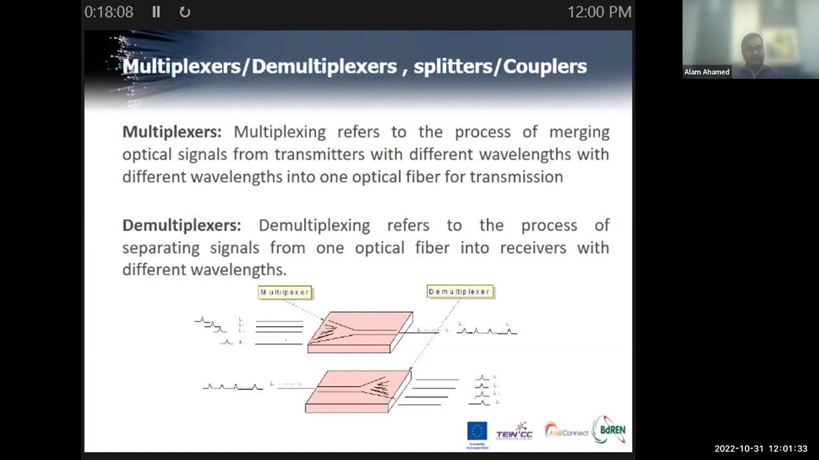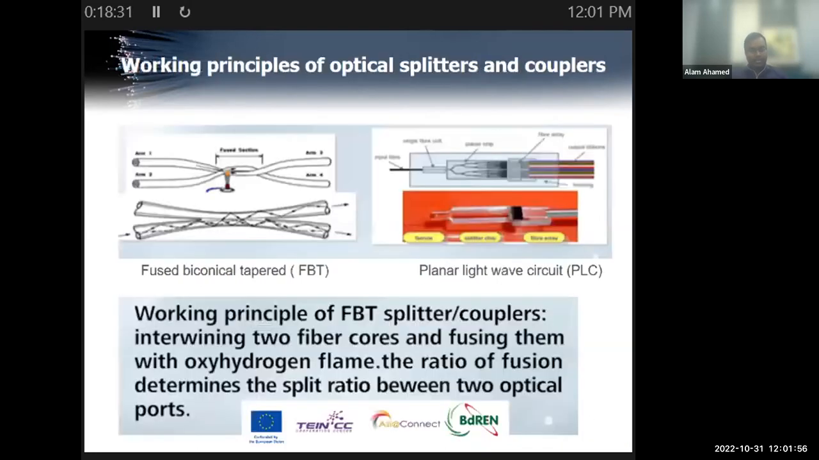This is the multiplexer. Multiplexer refers to the process of merging the optical signals from transmitters with different wavelengths into one optical fiber for transmission. Demultiplexer refers to the process of separating the signal from one optical fiber into different wavelengths for receiving.